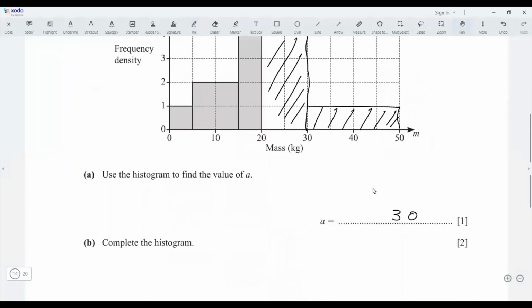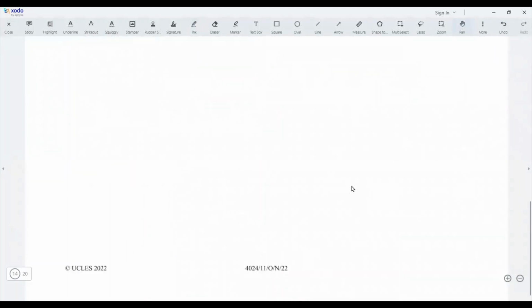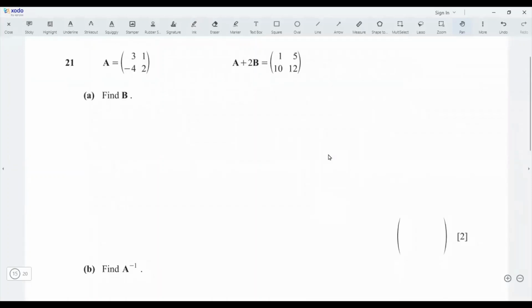What about the next question? For the next question, we have to shift onto the other side. This is basically a matrices question. How can we solve a matrix question? The statement is given: A plus 2B's sum is given, and we have to find B. Replacing the A matrix here, the result is 3, 1, -4 and 2, plus 2B equals 1, 5, 10, and 12.